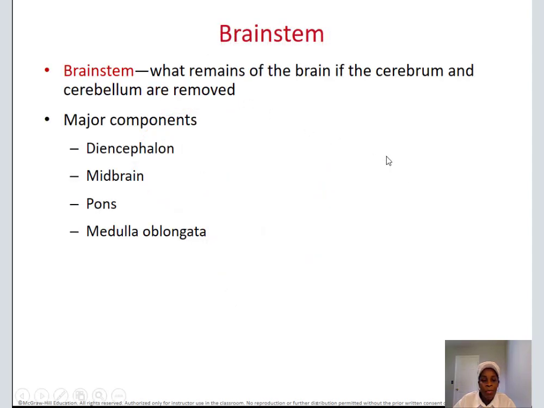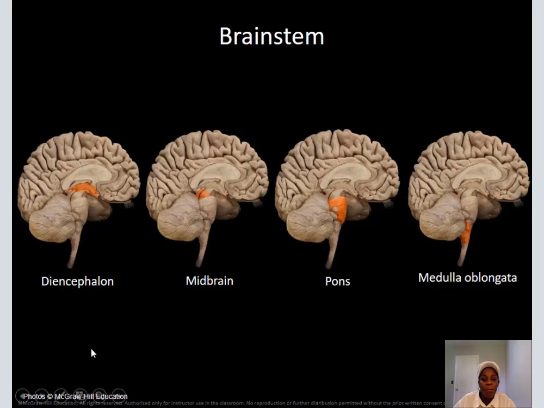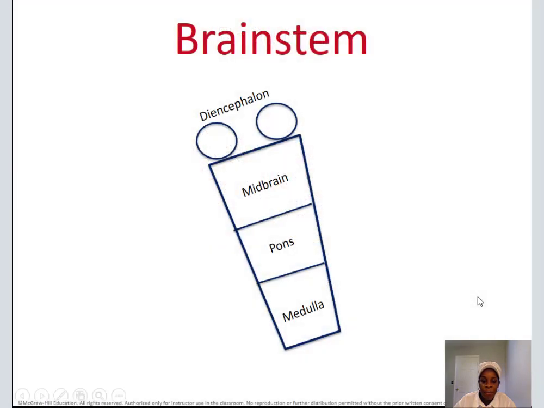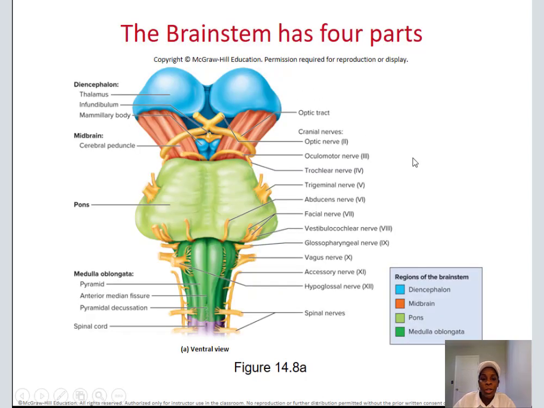So what is the brainstem? The brainstem has four major parts: the diencephalon, the midbrain, the pons, and the medulla oblongata. Again, look at them here. You see how the medulla, when you go inferiorly, you just go to the spinal cord. That's why they kind of transition. Anything that has to go through the brain has to go through the medulla, because you can't go to the cerebrum or cerebellum without going through the medulla. So the medulla is like a connection between your brain and the spinal cord.